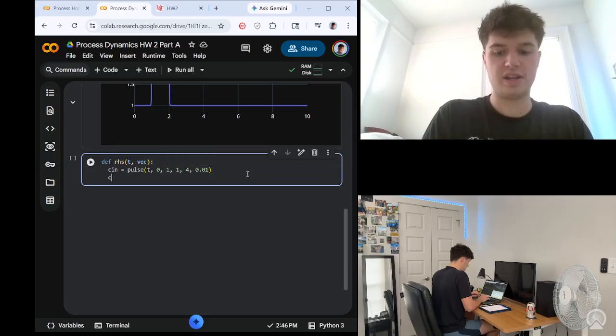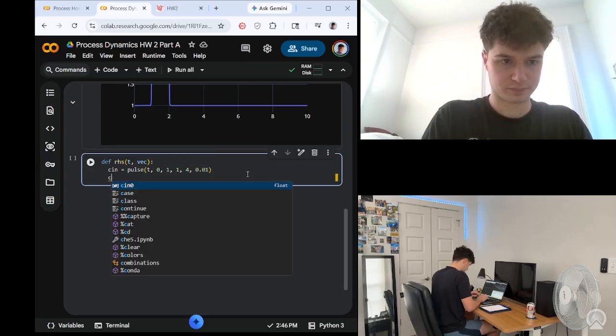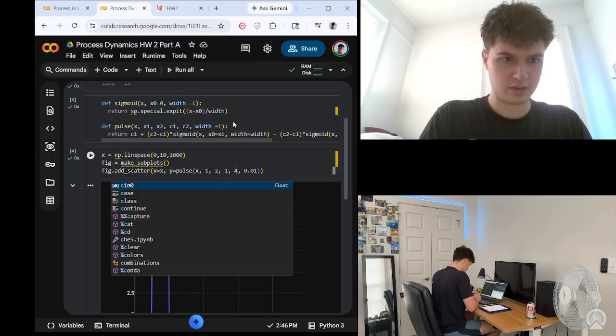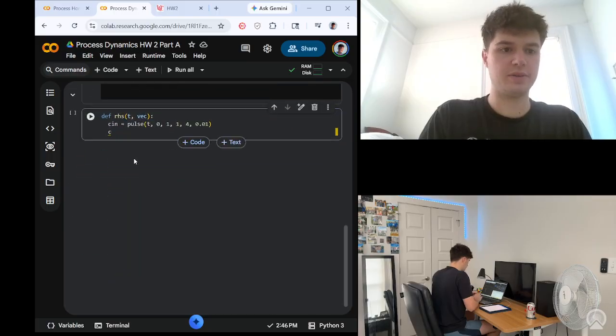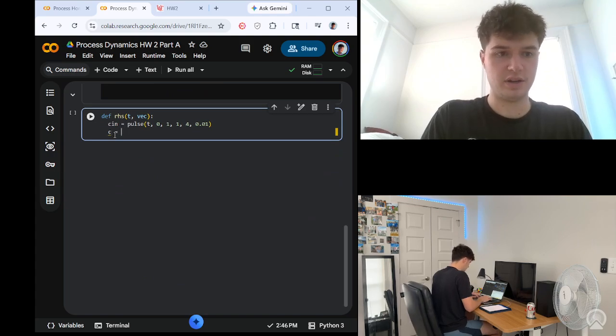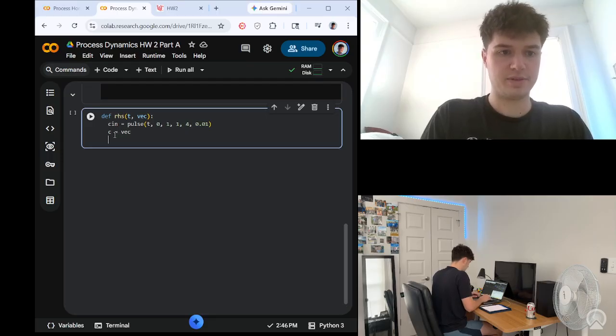And now our C out is this. I don't need to label it the same as above because this C out is going to be different. So this is going to be equal to a vector. And then now comes in our derivative.